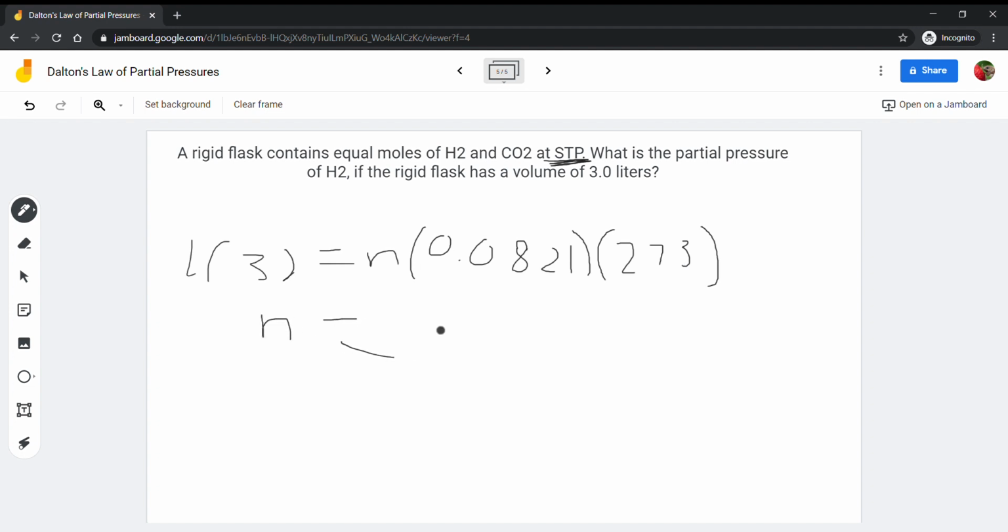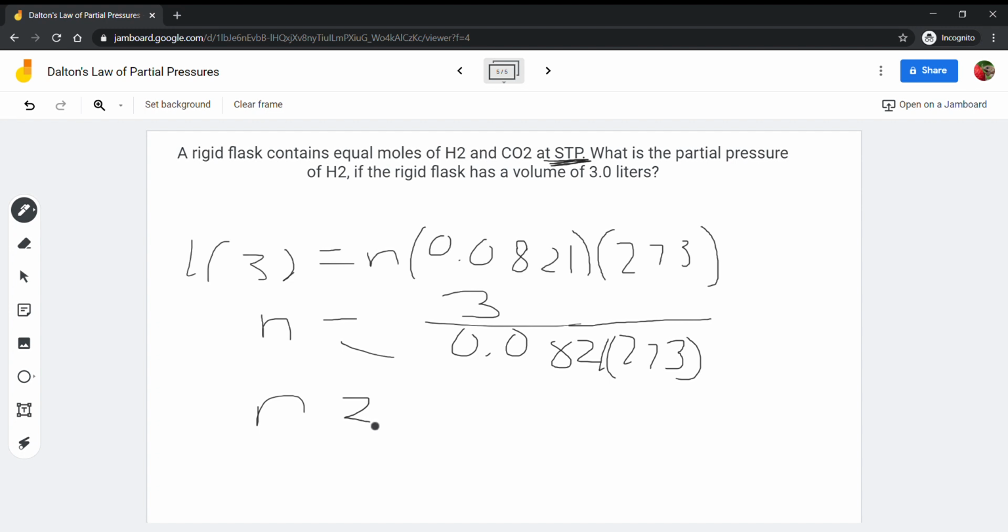Let's just solve for n before we do anything. So n equals 0.15. There we go, 0.15 moles. Now, we aren't done here, and this is rounded, by the way.